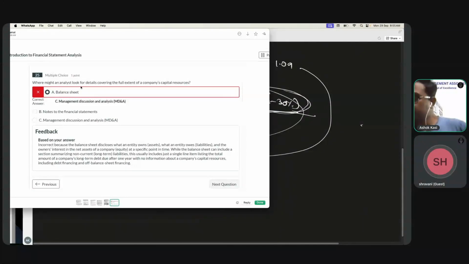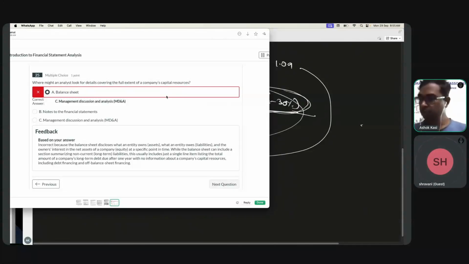Where might an analyst look for details covering the full extent of a company's capital resources? Balance sheet, management discussions. Now MD&A, remember I told you MD&A is about SWOT analysis. You will come to know what they are planning and how they are aiming to achieve it. That is where you will get to know how they are planning to use their capital resources as well.